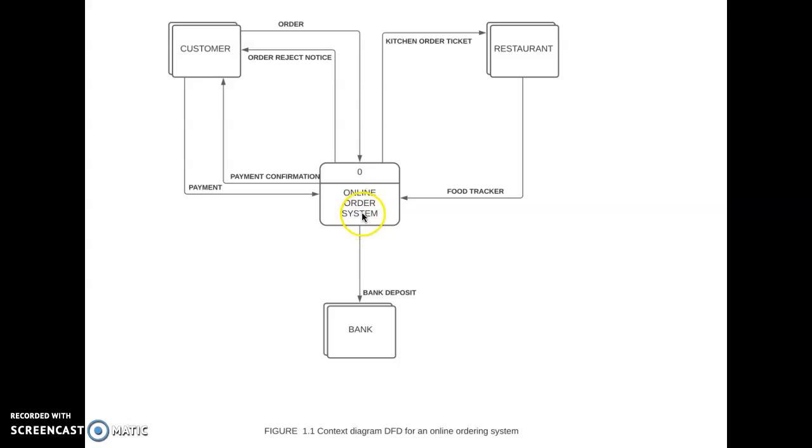So here, the online ordering system is the center process, or process 0, and then the customer, restaurant, and bank are the external entities. And then there's a data flow here which shows that all the entities are connected to the central process 0. After that, there are more detailed diagrams that show internal functions and processes at a deeper level.